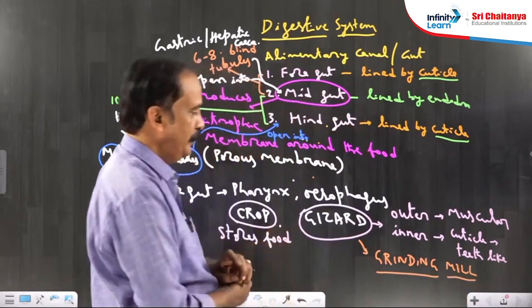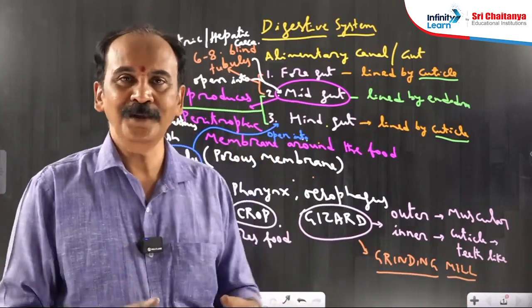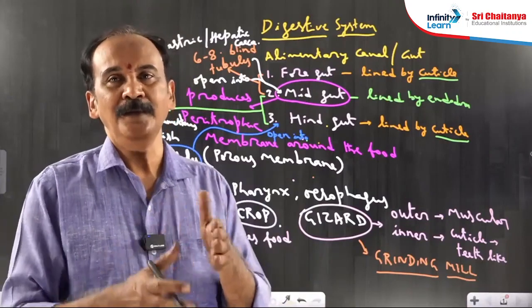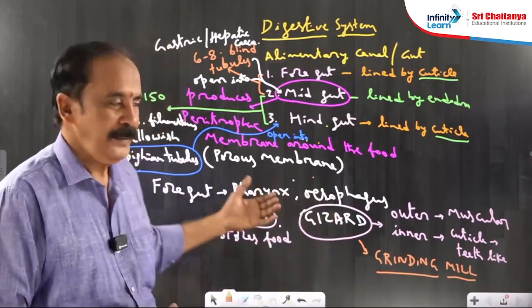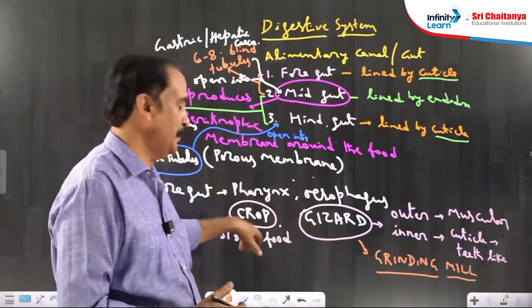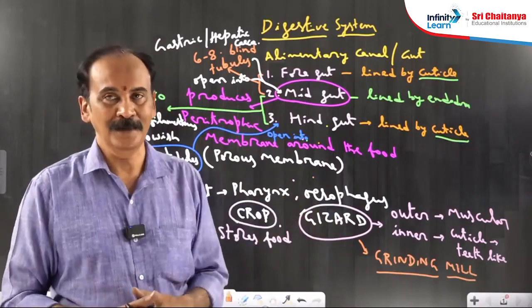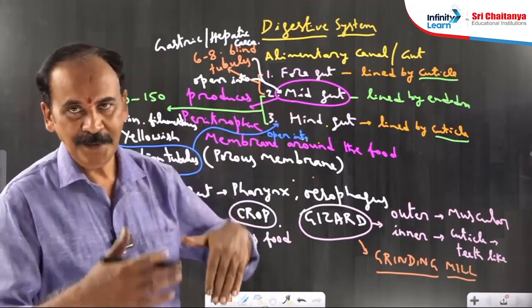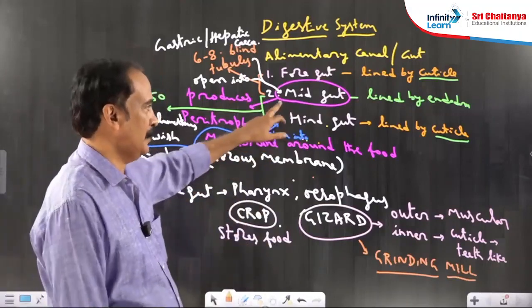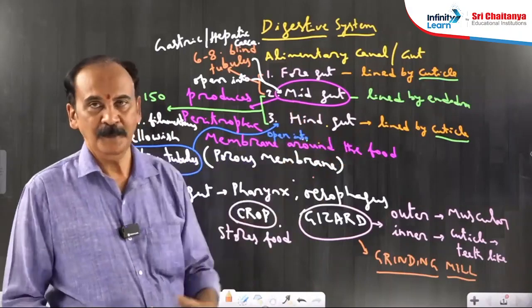The gizzard in cockroach acts as a grinding mill where the muscular and chitinous teeth help in grinding the food material into fine particles. So the foregut helps in collecting the food material, storing it, and grinding it into fine particles. Whereas the midgut is the region where the digestion process gets completed in the proximal part, and in the distal part of the midgut absorption takes place.